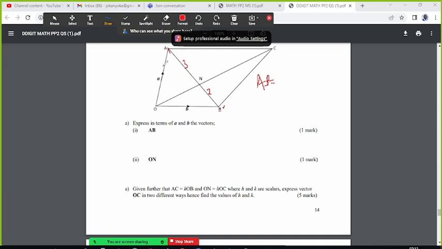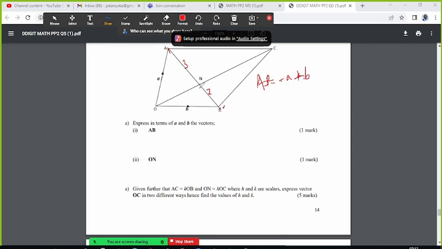Yes, vector AB is equal to AO. We are going against the direction, so negative A, plus OB along the direction, so plus B. So vector AB is equal to minus A plus B.